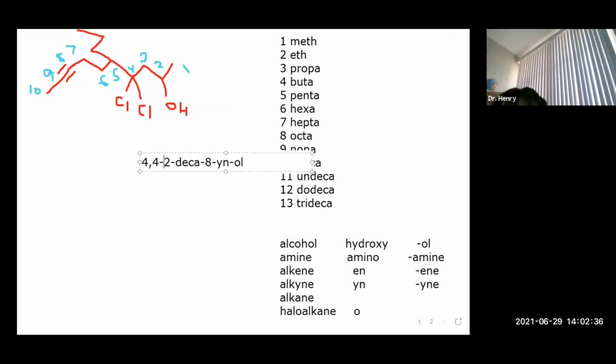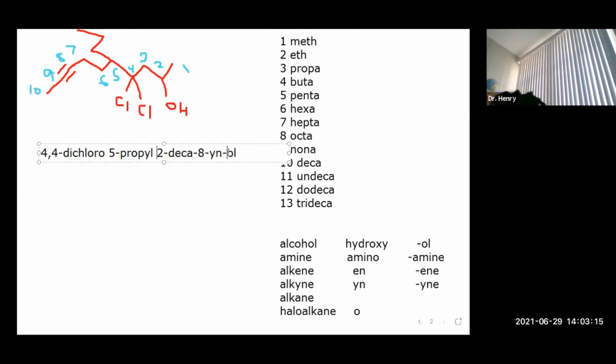Four, di. Four, di, what? Chloro. And then what's coming off of that 5th carbon? 1, 2, 3. So 5 propyl. Okay.